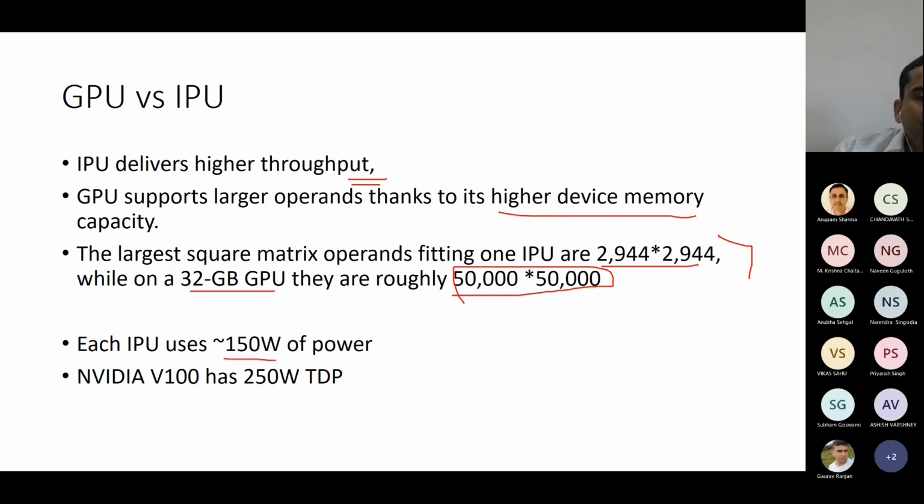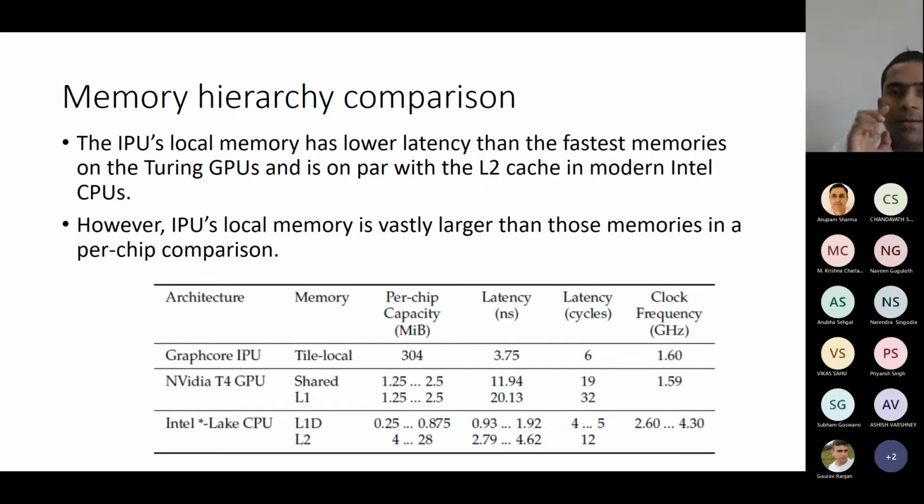Each IPU uses 150 watts of power. That is its TDP, and NVIDIA V100 has a TDP of 250 watts. Now, IPU's local memory is lower latency than the fastest memory on the Turing GPU. So let us see the comparison. Here Graphcore IPU, memory style is local. That means every tile has its own local memory. Per chip capacity is 304 megabytes. So how do you get this number? Can anybody tell me?